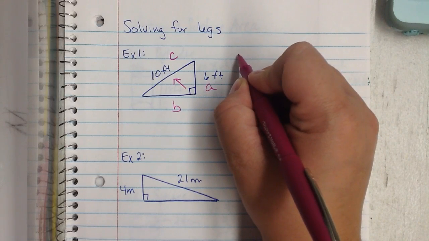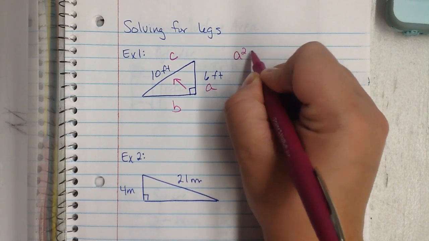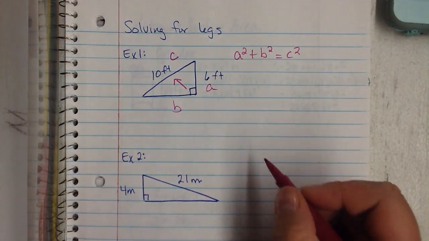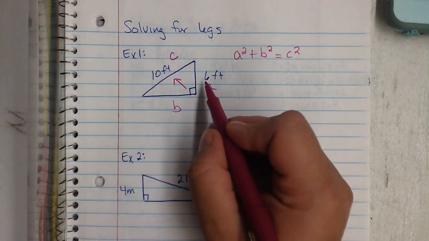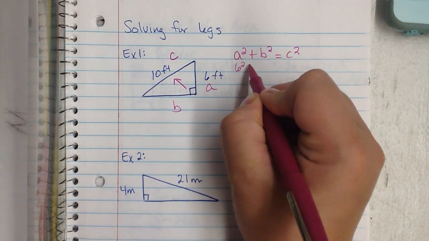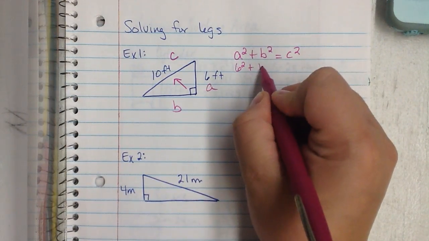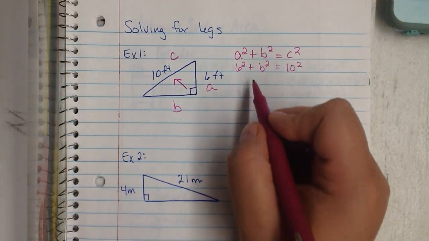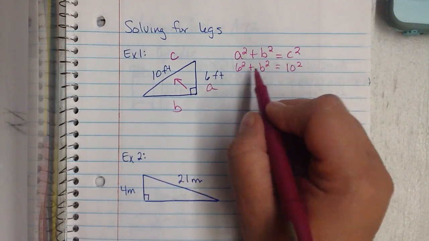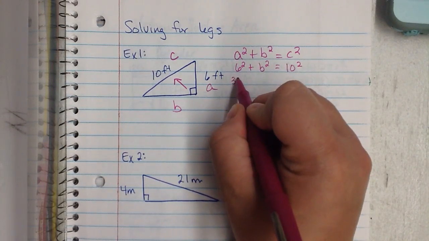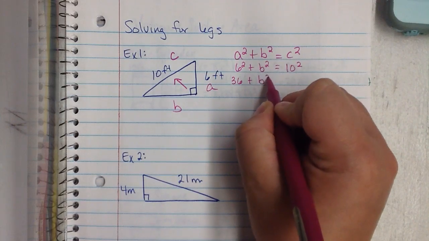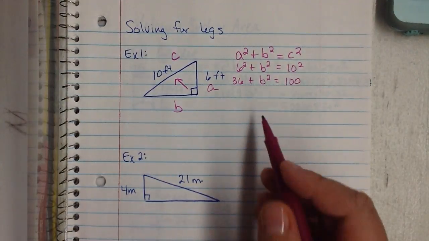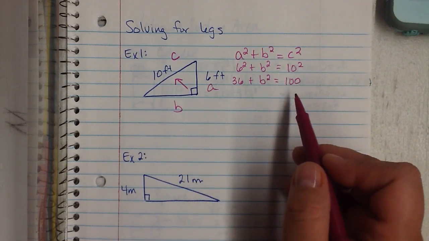So we're always going to start out with the Pythagorean theorem, a squared plus b squared equals c squared. Okay, and we're going to plug in the numbers that we know. So a is going to be 6. B we don't know, so it stays b squared. And c is going to be 10 squared. So now we're just going to square them. 6 squared is 36. Bring down your b squared. 10 squared is 100. Now this is just a regular equation that you're used to seeing.